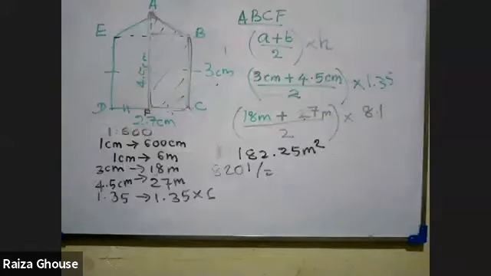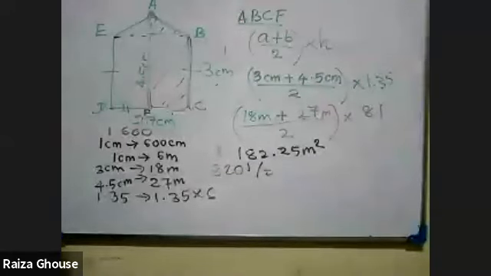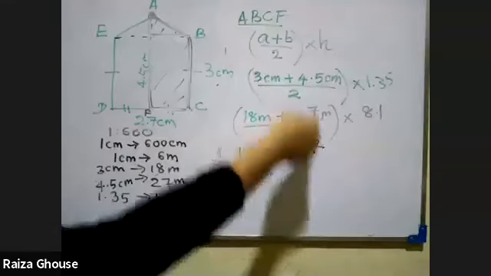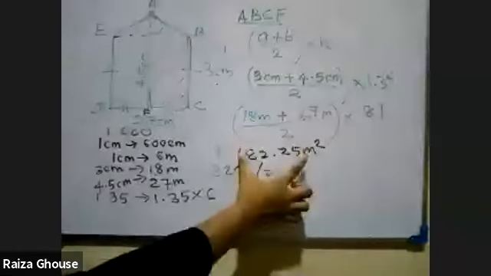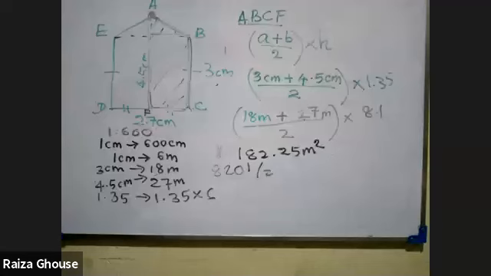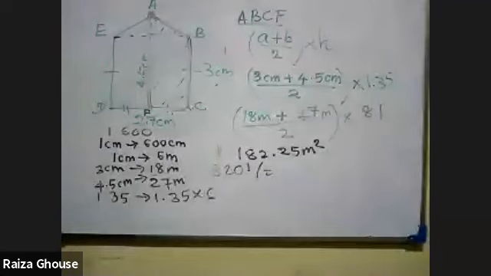8.1. Then you have to multiply that 8.1 by the value you obtained here, adding and dividing. Then you are getting 182.25 square meter. 182.25 square meter is the total area.